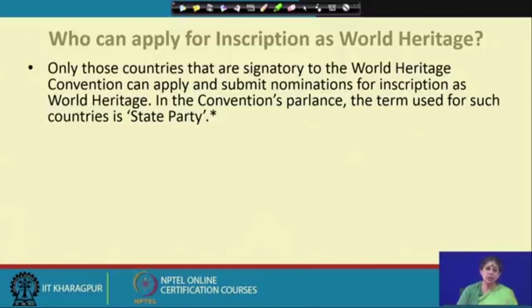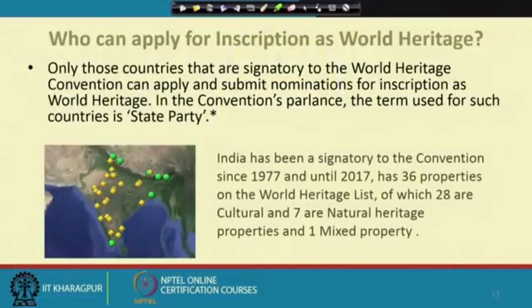So, depending on the country, different states and their structure, there is a state party which can apply. If it is a member country of that convention, they can apply for inscription. In case of India, the state party is the Archaeological Survey of India or ASI, who applies under the Ministry of Culture, for this nomination, which is generally called the nomination dossier.